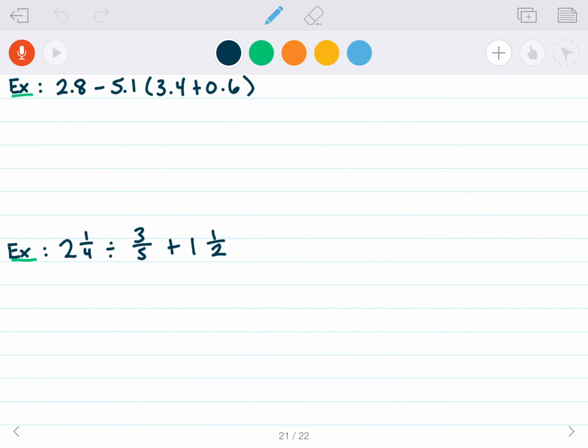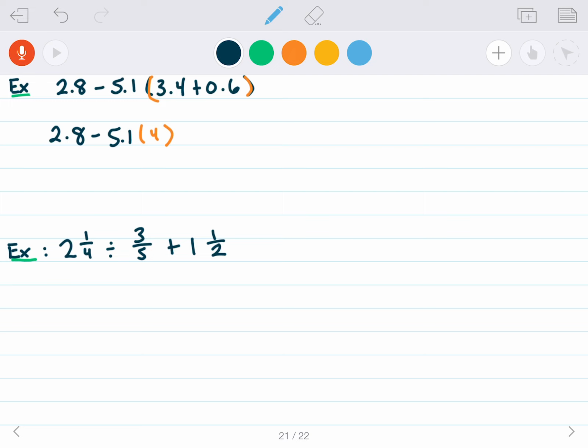All right, we can do this with decimals too. We just have to use a calculator. Let's do parentheses first. Please excuse my dear Aunt Sally. 3.4 plus 0.6 is going to give us 4. So rewriting this, I get 2.8 minus 5.1 times 4. All right, that was this.